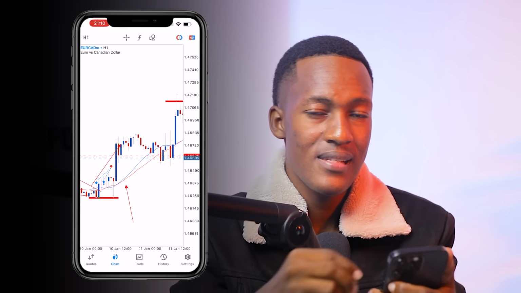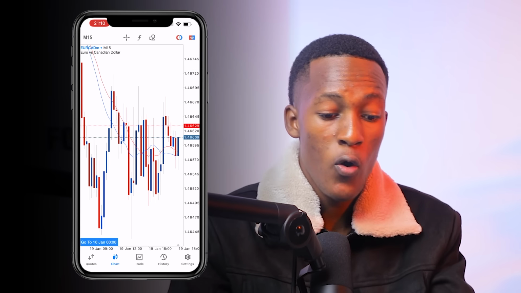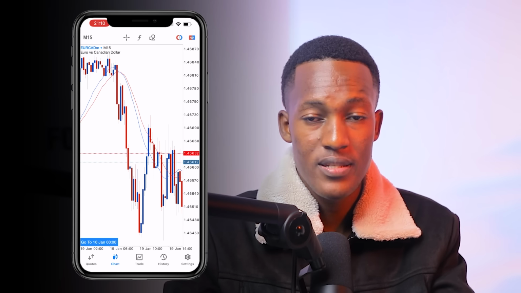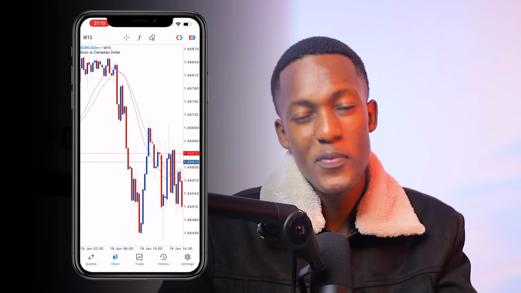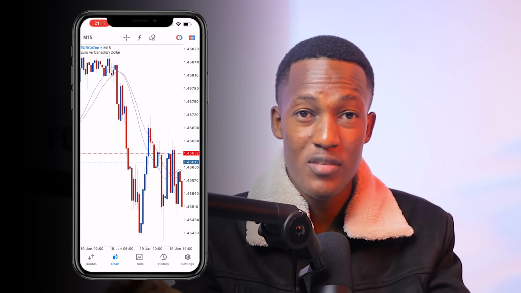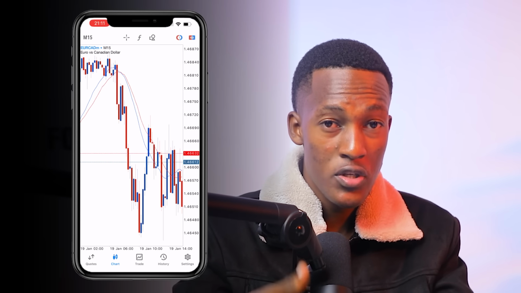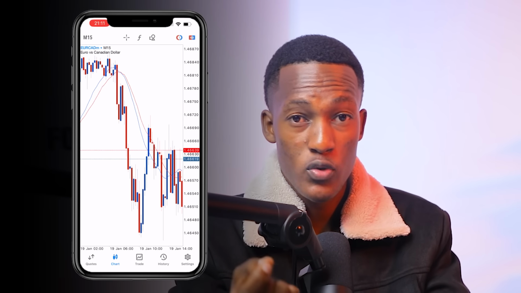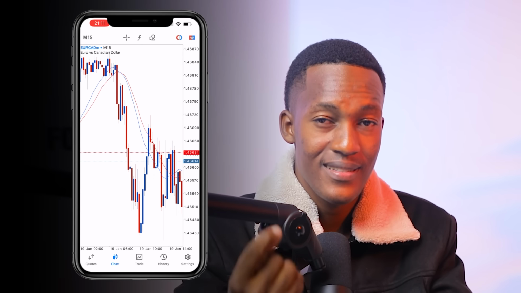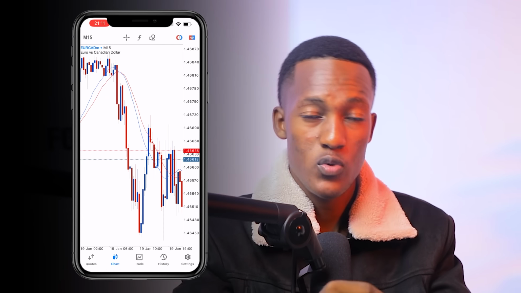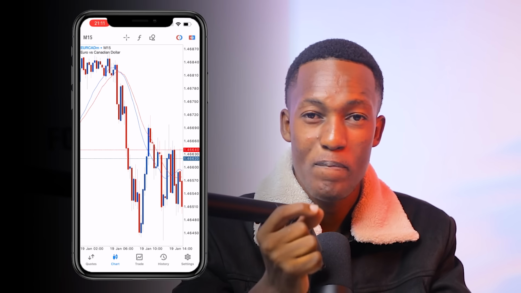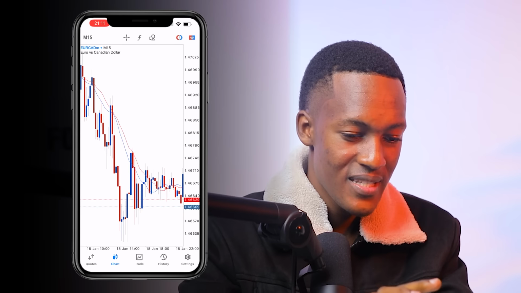So most importantly, you're going to put more of your focus or emphasis on the 20, or the blue one, depending on the color that you choose. The 20 moving average, you're looking at it crossing below or above. If it crosses below, we are taking sells. If it crosses above the 25, we are taking buys. Okay, so I believe you guys have really gotten that.